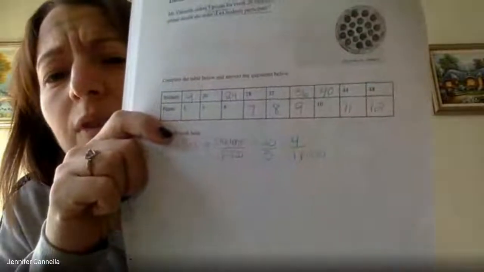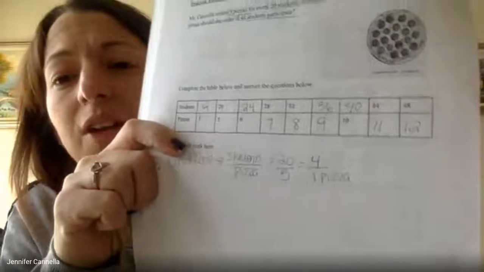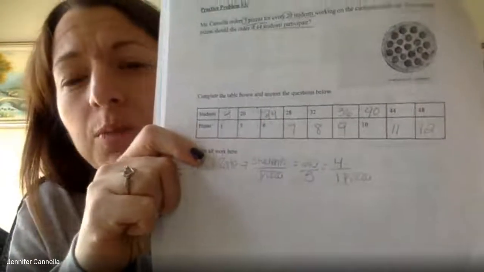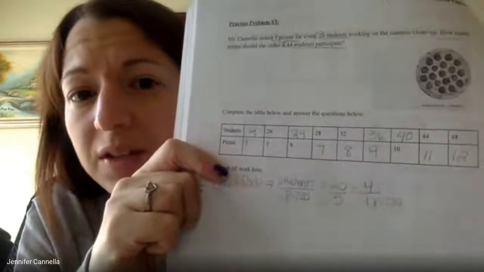You got to get the unit rate and use that to fill in the missing numbers on the ratio table. Okay, there is a quiz tomorrow on everything we've been doing for the last 3 weeks.